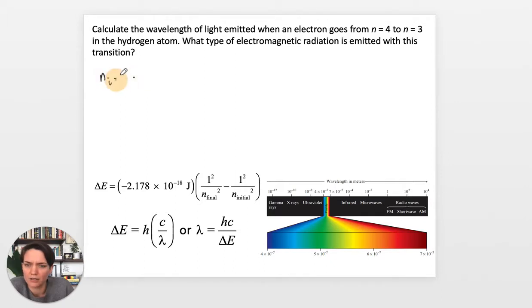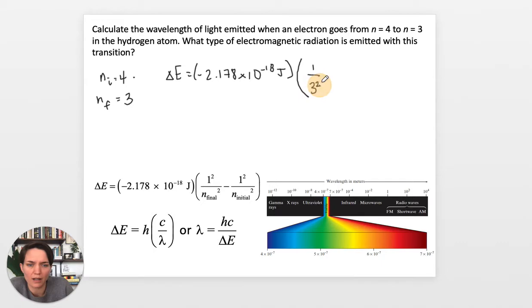Okay, so initial 4, final 3. Now we're just going to plug that into our equation. So our delta E is equal to the Rydberg constant for hydrogen times 1 over, this is our final, 3 squared. Students often forget the squared. Can't do that. Minus 1 over 4 squared. Now, I'm not putting 1 squared because 1 squared is 1, so something to think about there.